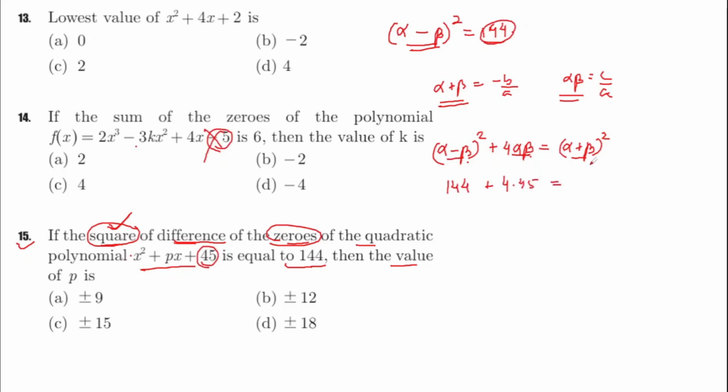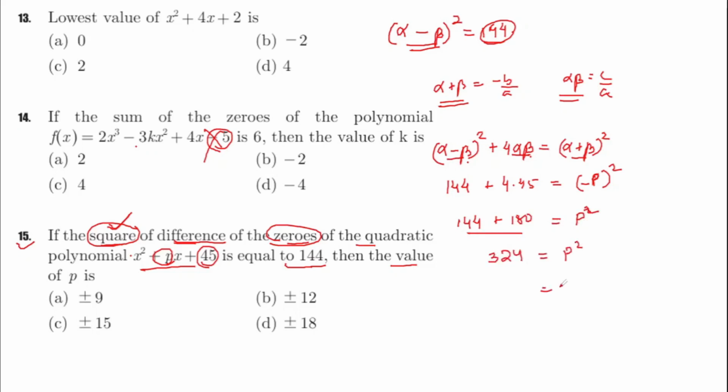Now alpha plus beta is minus b by a. So b is p, so minus p, and by a means 1, so skip that, and that will be (minus p) square. Now this is 144, and 45 into 4 gives you 180, and (minus p) square gives you p square. If you add these two things, you get 324, the value of p square.